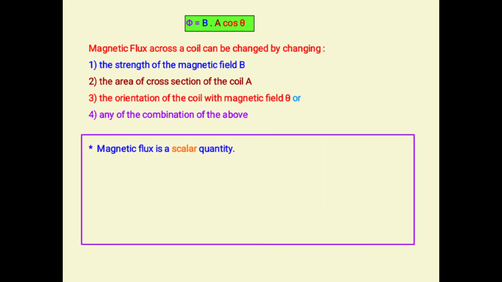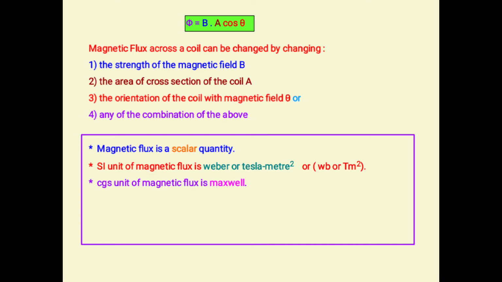Now the magnetic flux is definitely a scalar quantity, and the SI unit, as I told about the units also, we have to discuss. That is Weber or Tesla meter square. As you know, B into A cos theta has no unit, therefore the unit of magnetic field B is Tesla, and the unit of area vector is meter square, therefore Tesla meter square or Weber.